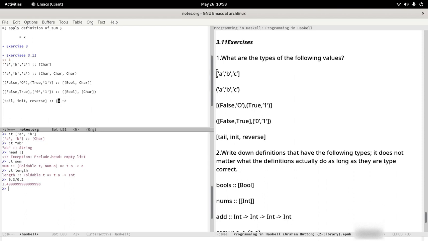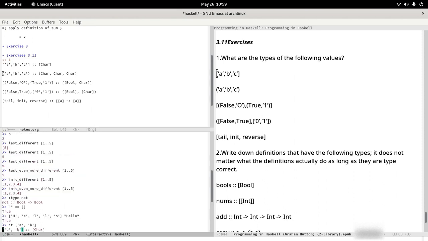from tail. How does tail work? From A to A. Like this, I hope. Let's check. Yes. Oh, what is it doing now?